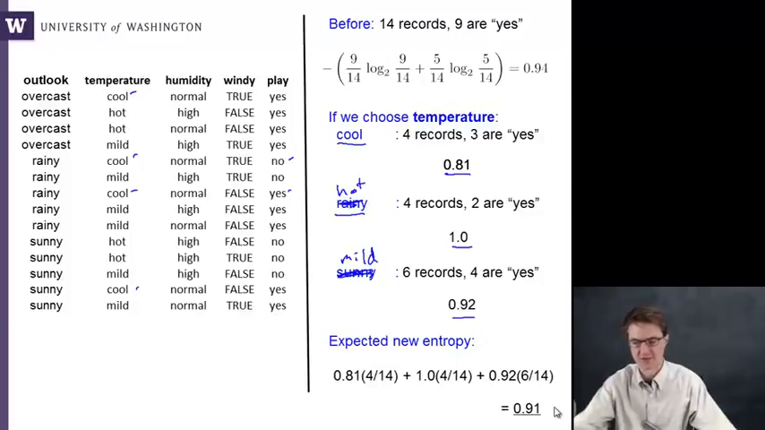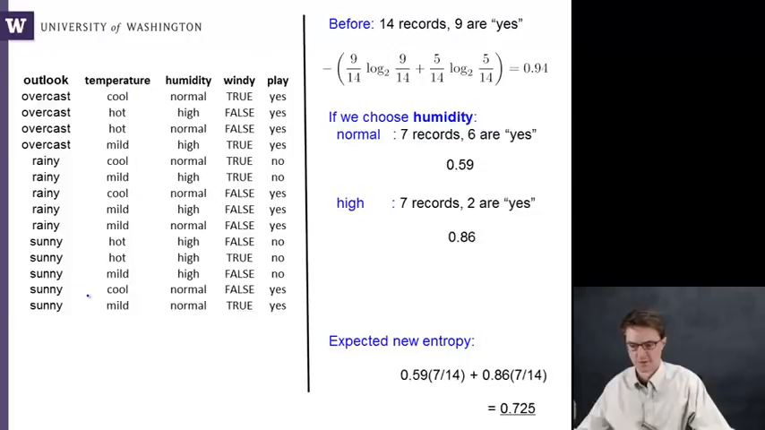Okay. And so the gain here is less than it was for outlook. And next we can consider humidity, and here there's only 2 values. 7 records have normal humidity, and 6 of those are yes, and so the entropy is 0.59 if you plug in the numbers. And if humidity is high, so there's 7 records there as well, and only 2 of them are yes, and the entropy here is 0.86. And so the expected new entropy here is 0.725.